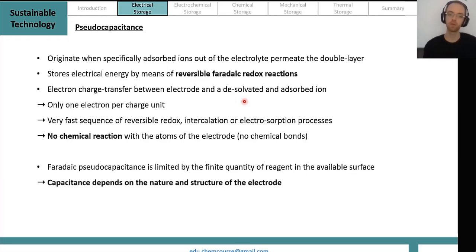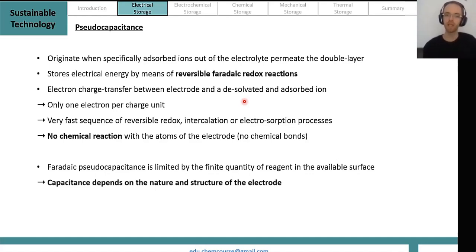The contribution we will look at now: pseudocapacitance originates when so-called specifically adsorbed ions out of the electrolyte permeate this double layer at which we just looked. And don't worry, in a second we'll have a look at what these specifically adsorbed ions are. By this, we are able to store electrical energy by means of so-called reversible Faradaic redox reactions.